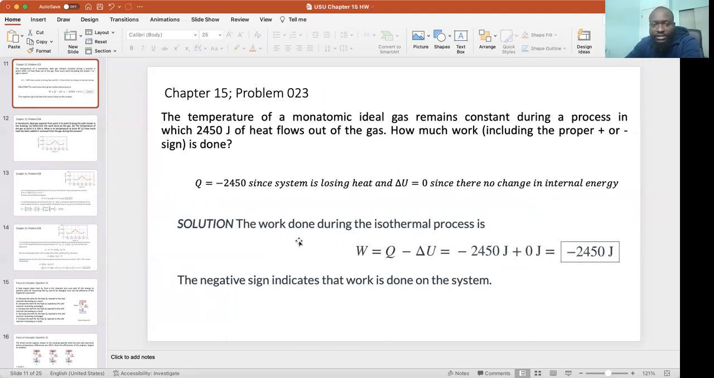Then the net work done during the isothermal process is Q minus delta U. So we just have negative that plus 0, minus 2450 joules. So it's just the negative of the energy that was flowing out of the gas. So the negative sign indicates that work is done on the system.